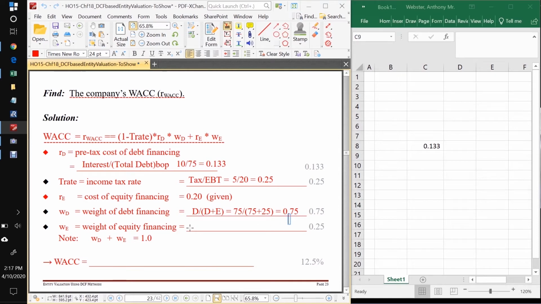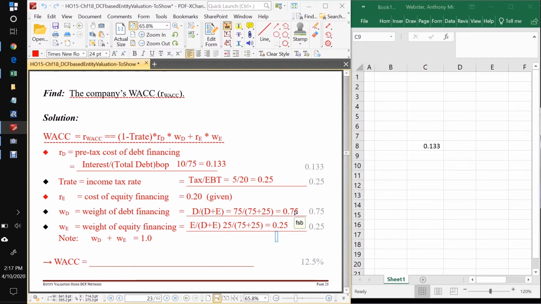The weight of equity financing is E over D plus E, and that's 25 over 75 plus 25, which is equal to 0.25. Okay, let's just do a little check here.